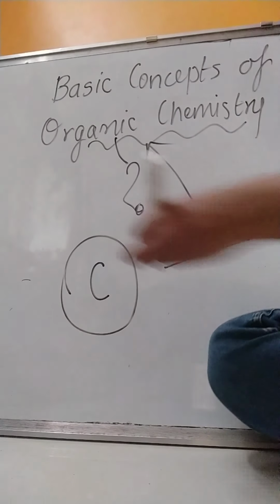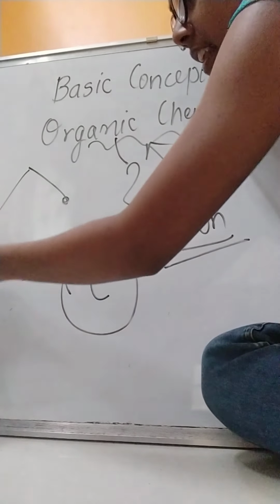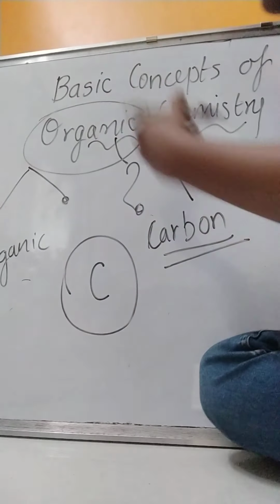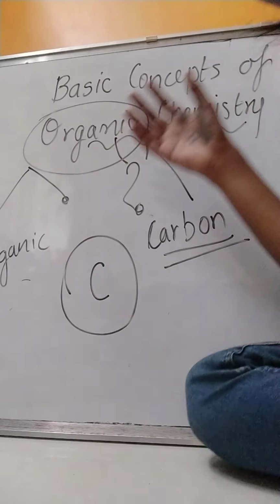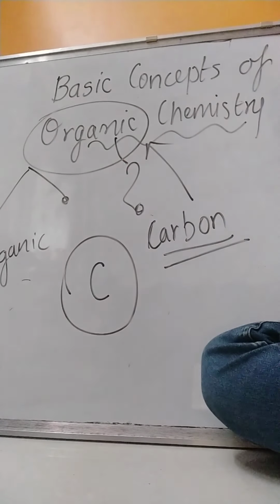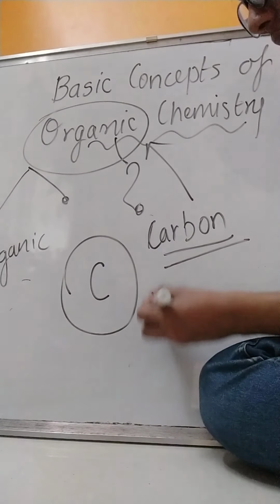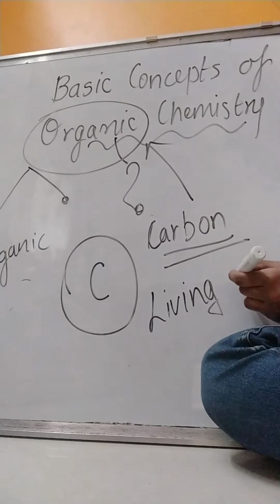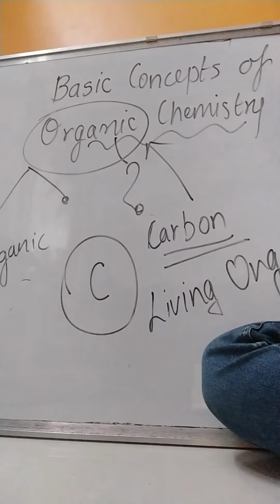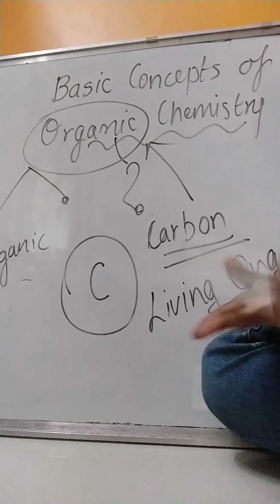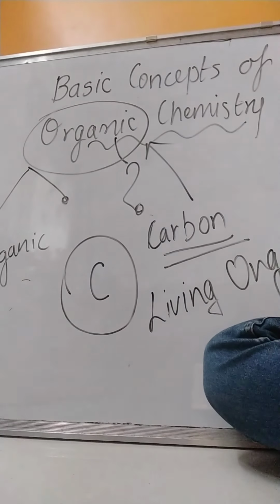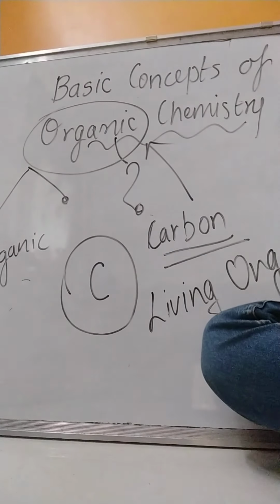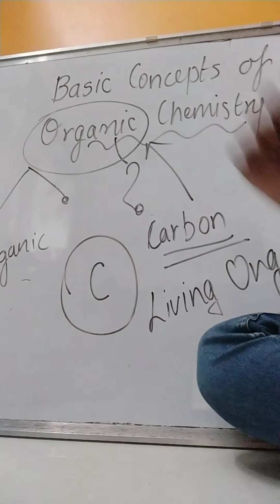Now there are two types of compounds, organic and inorganic. Organic compounds are basically those compounds which are made from living beings or living organisms, like plants and animals and us human beings. Whatever is produced from us comes under organic compounds.